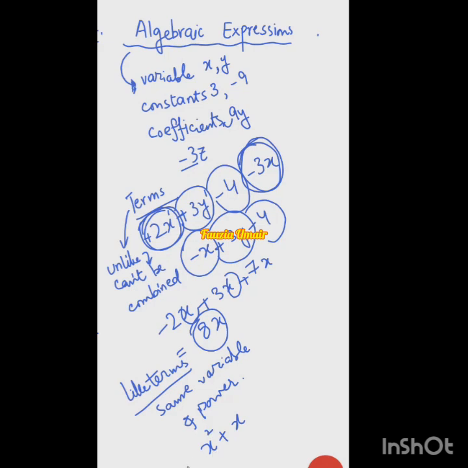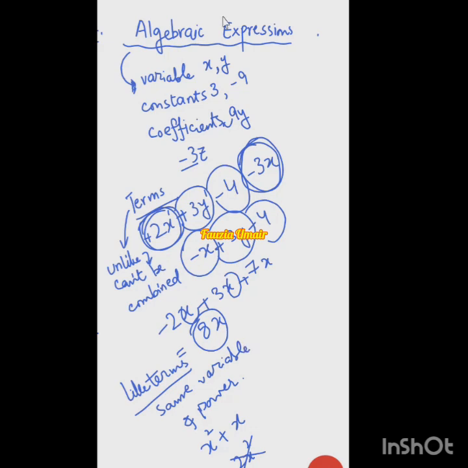They are unlike terms, right? They cannot be combined. This is the biggest misconception students have. They will write it down like 2x square. This is totally wrong because they cannot be combined. ठीक है बेटे? Yes, ma'am.